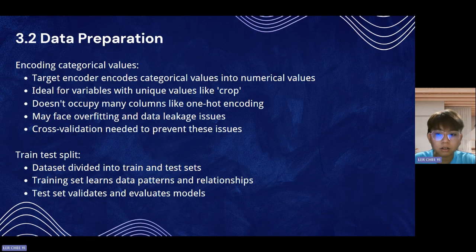After that, in encoding categorical values, we use target encoding to convert categorical values into numerical values, ideal for unique variables like crop. This method prevents the dataset from expanding with many columns, unlike one-hot encoding, but requires cross-validation to avoid overfitting and data leakage. Next is train test split. We divided the data set into train and test sets. The training set learns data patterns and relationships, while the test set validates and evaluates the model.